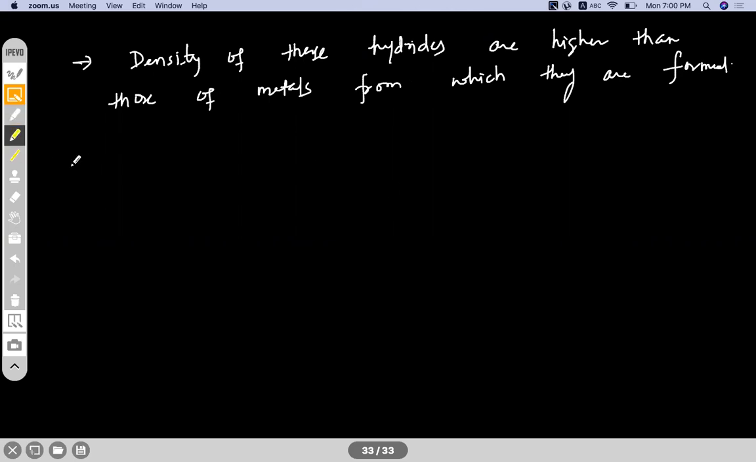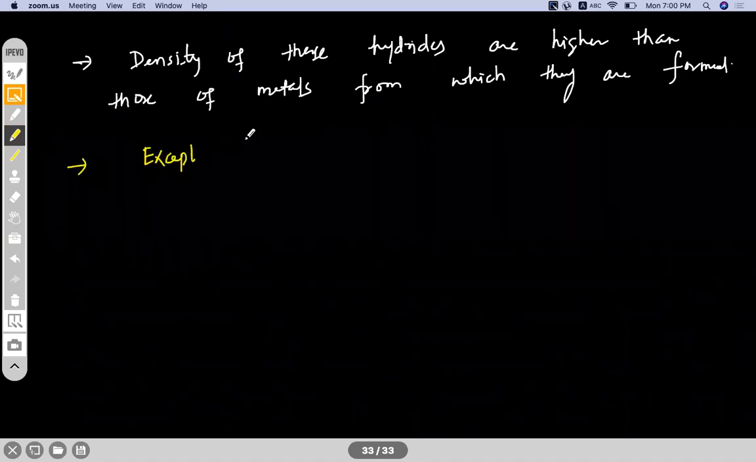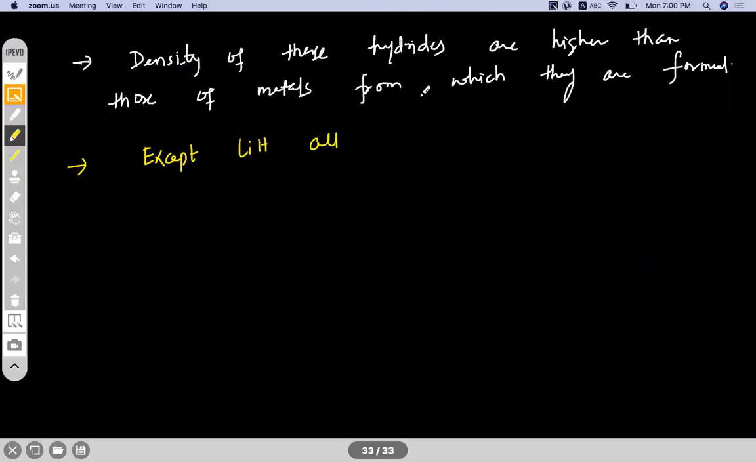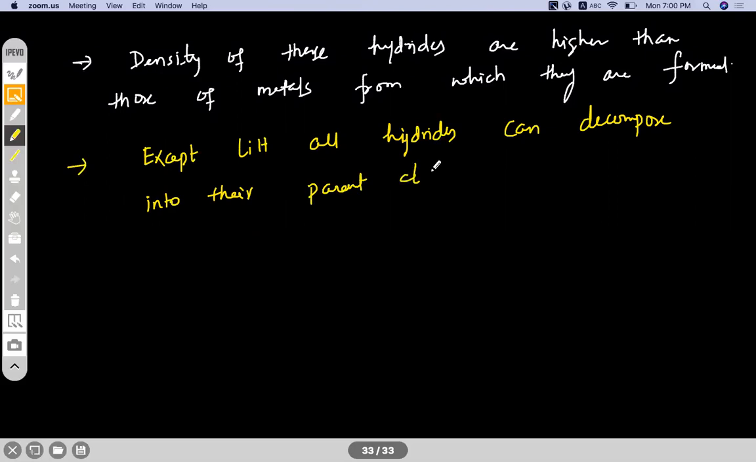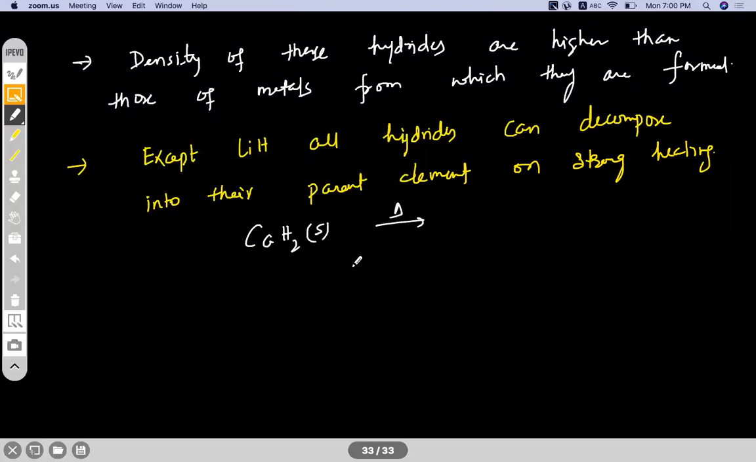One very important point here is, except LiH, all hydrides can decompose into their parent element on strong heating. Right, so if you heat CaH2 around 675 to 775 Kelvin, temperature you don't have to memorize, it converts into calcium solid and hydrogen gas.